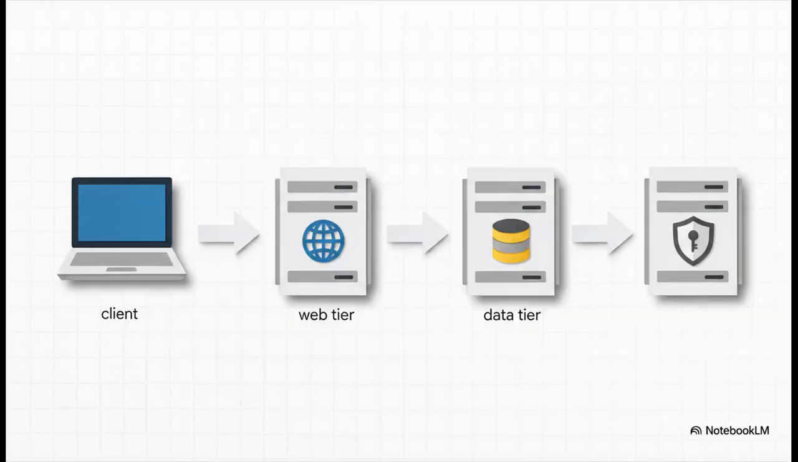And finally, we've got multi-tiered architecture. This is for the really big, complex applications. For instance, when you log into your bank's website, your request first hits a web server. That's Tier 1. That server then has to ask a database server for your account balance. That's Tier 2. And it might even check with a security server to verify who you are. Tier 3. It's a whole chain of specialized servers all working together to get one task done.